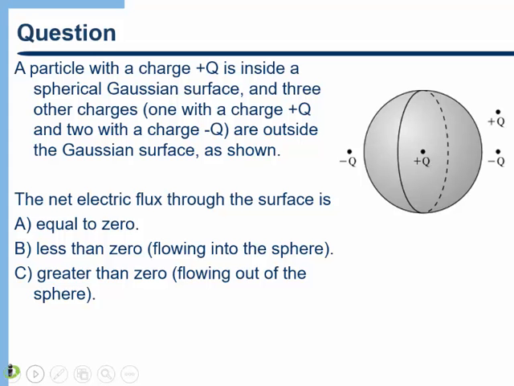Try this question. A particle with the charge of plus q is inside a spherical Gaussian surface, and 3 other charges, one with a charge plus q and 2 with a charge negative q, are outside the Gaussian surface as shown. The net flux through the surface is... So go ahead, pause the video, and think about this one.